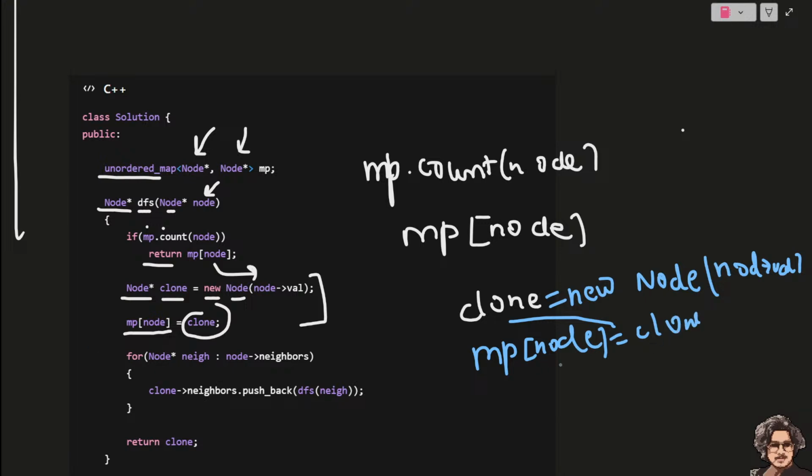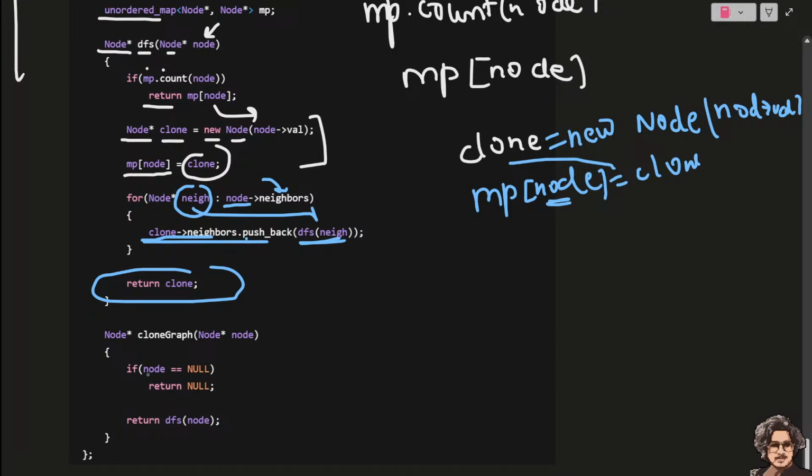And find the neighbors of this node, like with auto, we can write auto for node's neighbor. So in that, clone dot neighbor dot push back DFS of its neighbor. Clone dot neighbor, in that we return the neighbor, and finally we return this value, clone. If node is null, simply return, and otherwise this one.